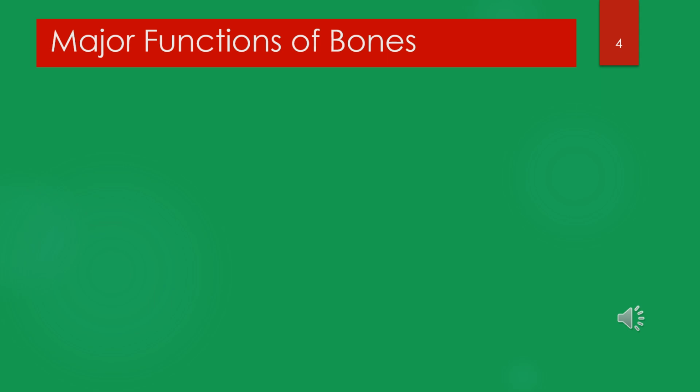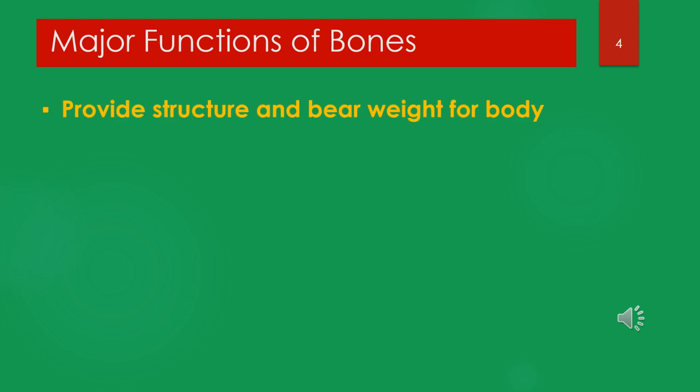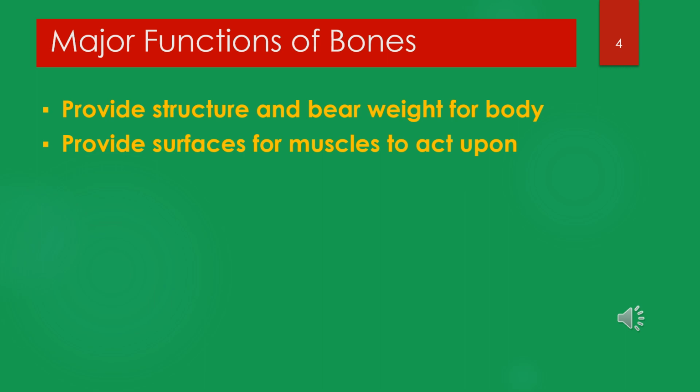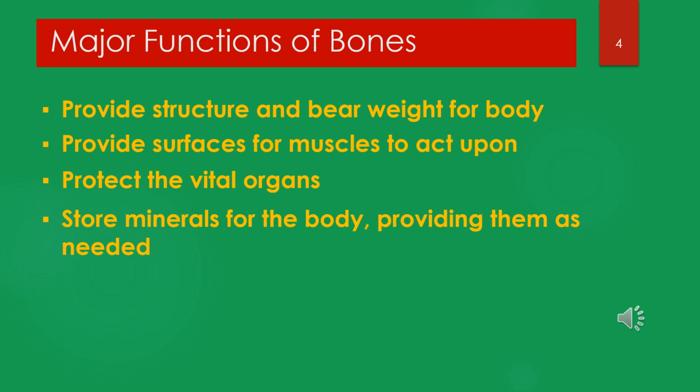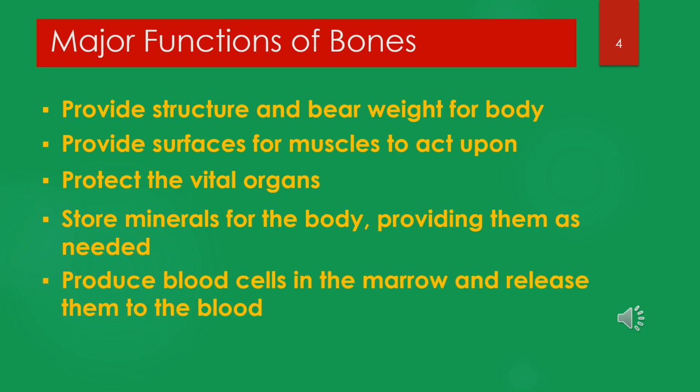Major functions of bones. Bones provide structure and bear weight for the soft tissues of the body. They provide surfaces on which muscles can act. They protect vital organs such as the heart, lungs, and brain. They also act as reservoirs for calcium and phosphorus in our body and provide these minerals as necessary for cellular metabolism. And they produce blood cells in their marrow and release these into the blood.